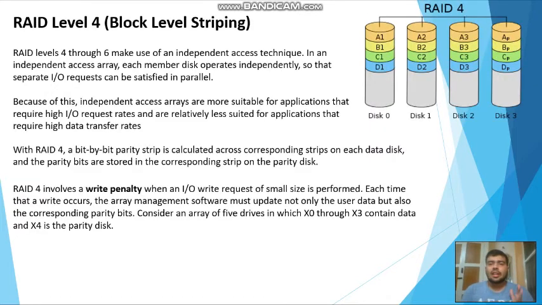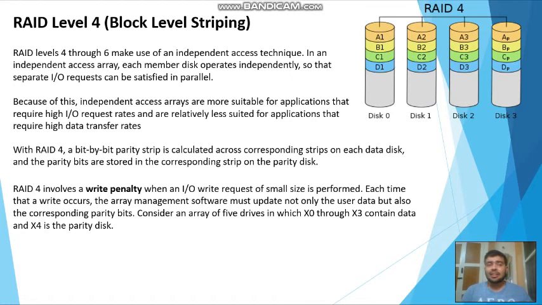So let's look at RAID level 4. RAID level 4 uses the block level striping technique. As we saw in RAID level 2 and 3, which used a smaller amount of striping data, RAID level 4 uses a significantly larger amount of data, which is a block. That means you can have more data in a particular stripe in RAID level 4.